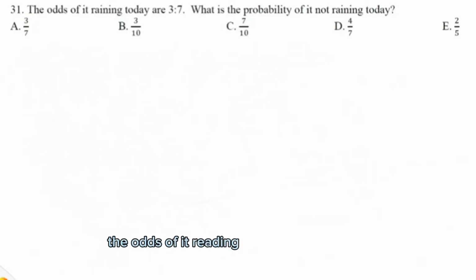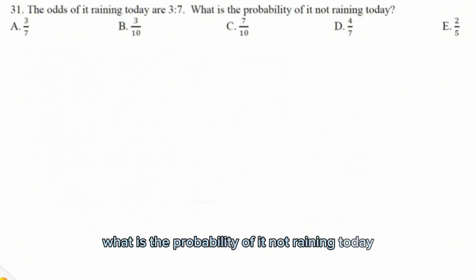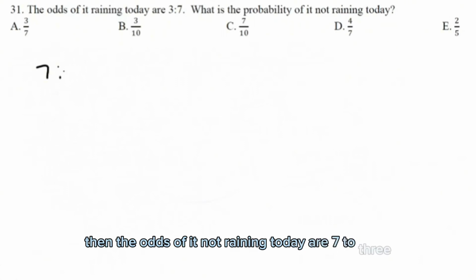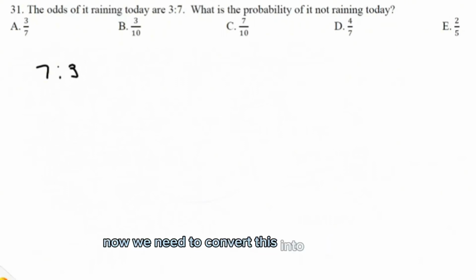The odds of it raining today are 3 to 7. What is the probability of it not raining today? Let's see. If the odds of it raining today are 3 to 7, then the odds of it not raining today are 7 to 3. Now we need to convert this into probability.